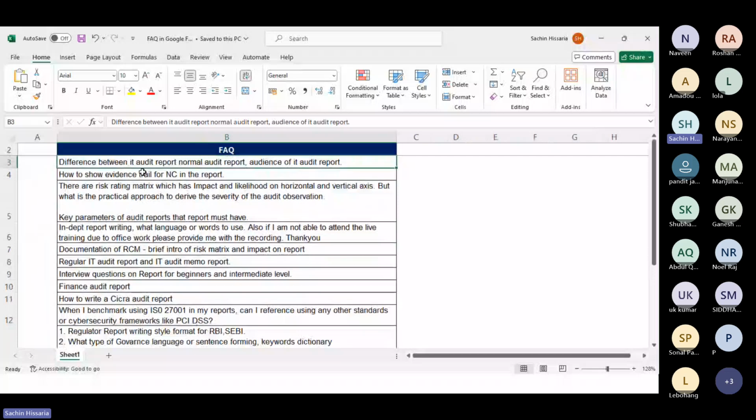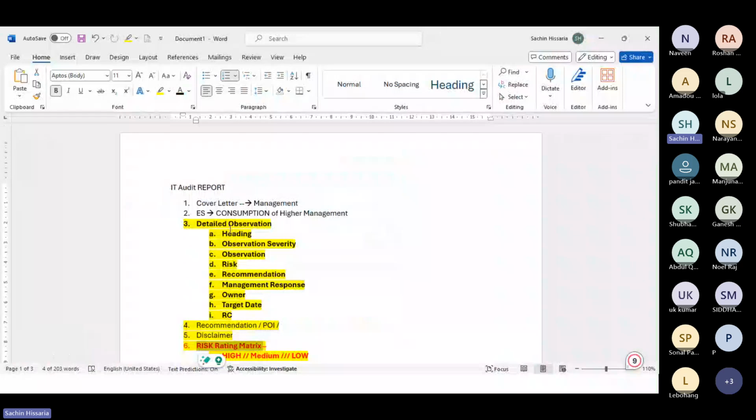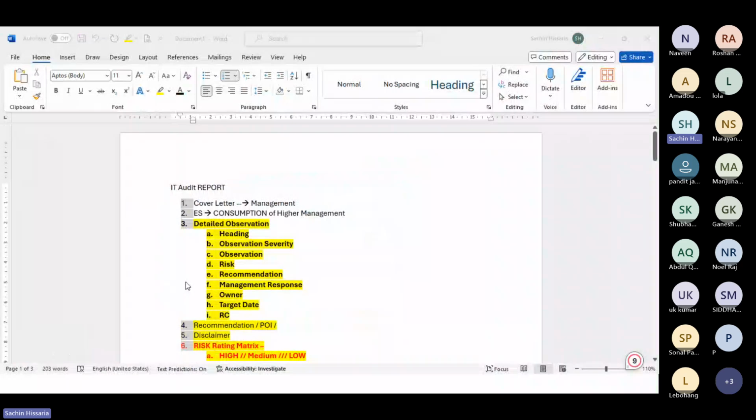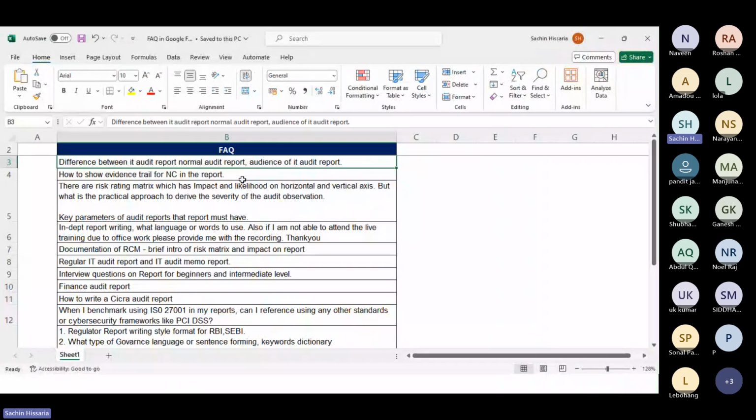As I told you, whether a normal IT audit report or process audit report or internal audit report or any other report, generally an audit report includes these details. So format wise, there is no difference, but yes, the audience will obviously differ. An IT audit report might be referred to by a CISO or CTO. Other audit reports will be referred to by the departmental head and so on. So this is the difference basically.